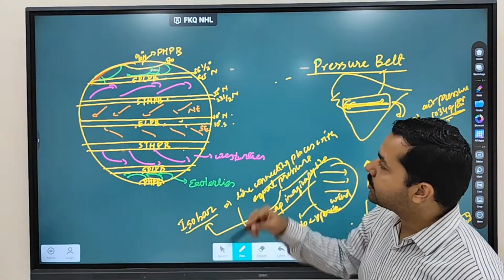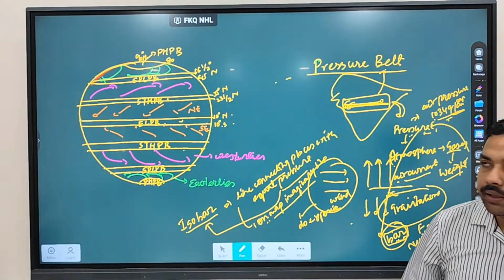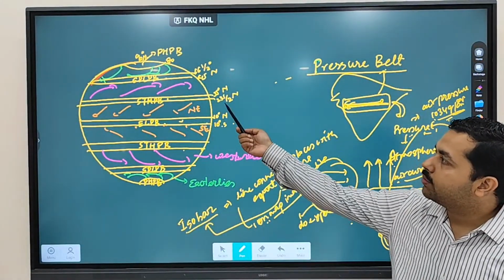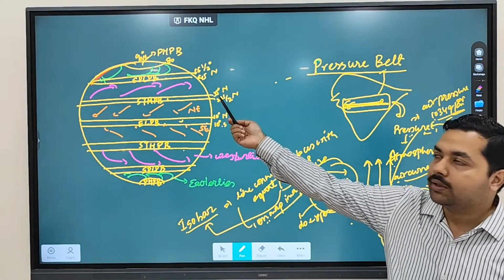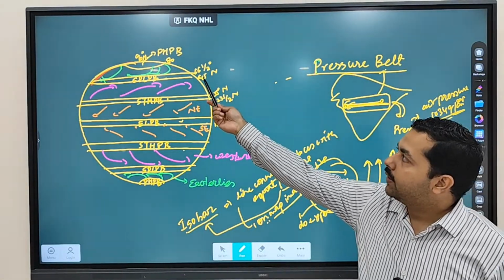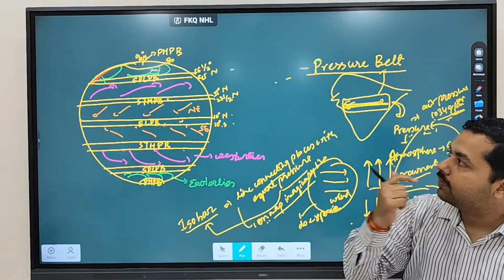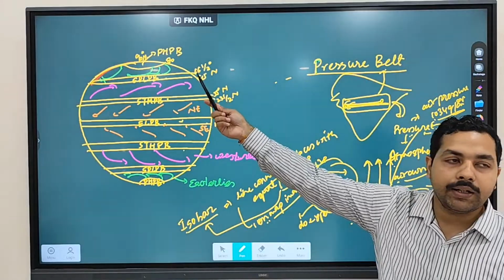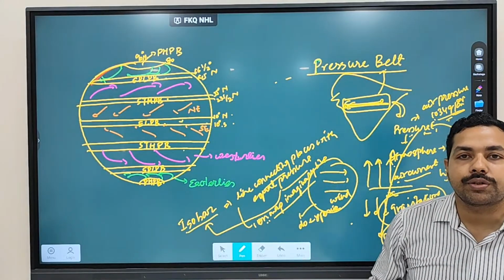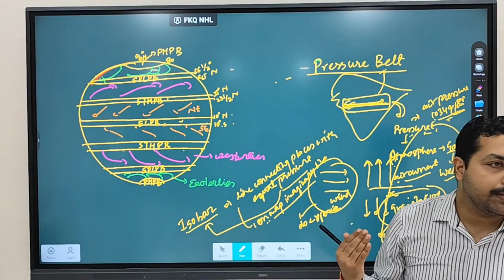How much is the extension of the equatorial low pressure belt? 10 degree north to 10 degree south. Then you have the subtropical high pressure belt extending from 23.5 degree to 35 degree. Then you have 45 to 66.5, this is the extension of the subpolar low pressure belt. And finally 80 to 90 degree, you have the extension of the polar high pressure belt.